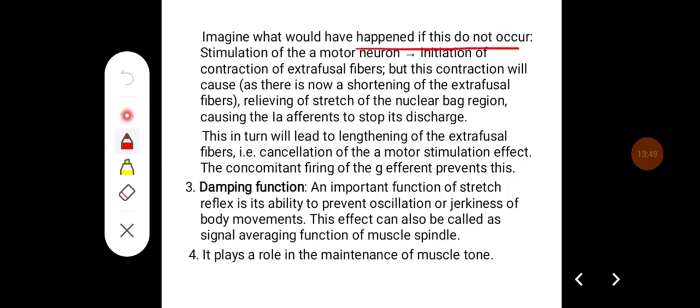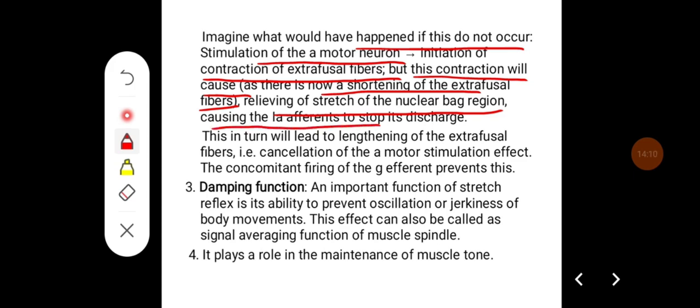Imagine what would have happened if this did not occur. Stimulation of the motor neuron causes initiation of the contraction of the skeletal muscle fibers, but as there is now shortening of the extrafusal muscle fibers, this relieves the stretch on the nuclear bag fibers, causing the 1A afferents to stop their discharge. This in turn will lead to lengthening of the extrafusal fibers, that is, cancellation of the motor stimulation effect. The concomitant firing of gamma efferent is going to prevent this.